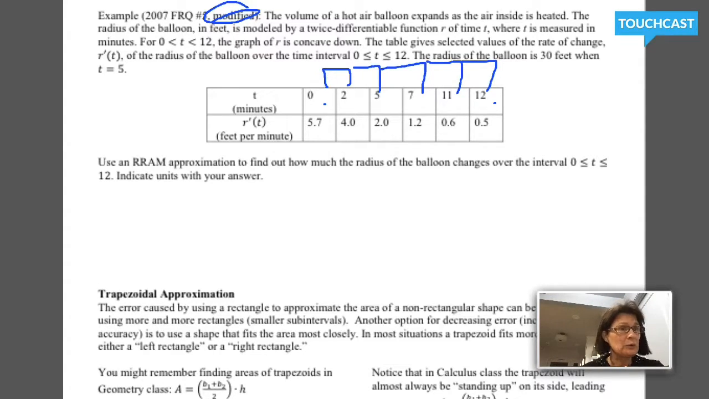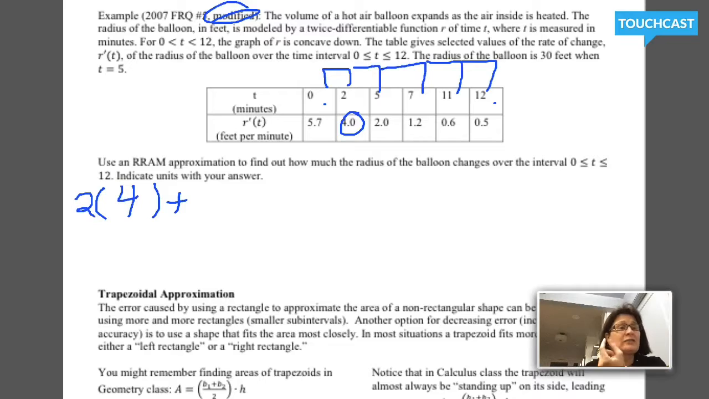I'm going to have to pay attention when I write down the width of my rectangle. So the first rectangle covers a distance 0 to 2. That's a width of 2. RRAM says use the rightmost endpoint of the interval, in this case 2, to figure out the height. That tells me the height is going to be 4. That's the area of my first rectangle.